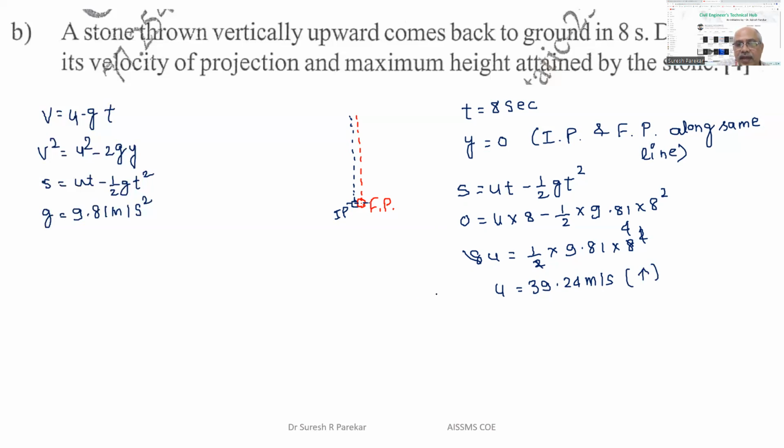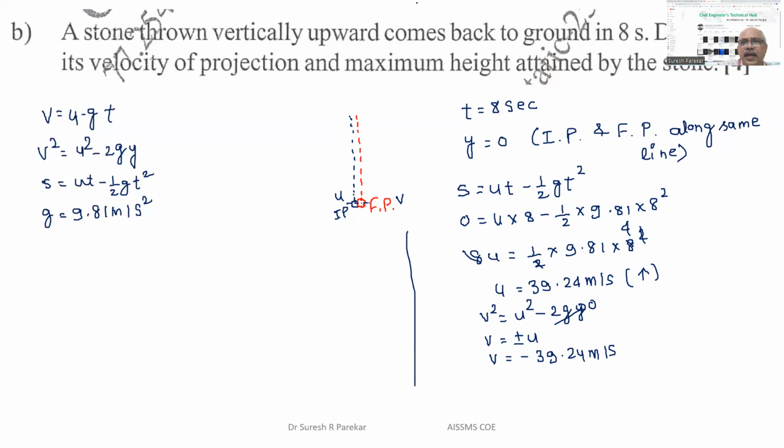Now if you have to find the final value, this is U and here we have V. Now I already mentioned the formula, not asked, but we should know: V square is equal to U square minus 2GY, and the value of Y is 0, so this becomes 0. And then we have V is equal to plus minus U, but the motion is downward, so it is minus 39.24 meter per second. This was the first part.